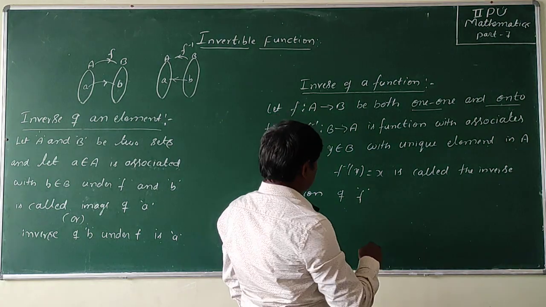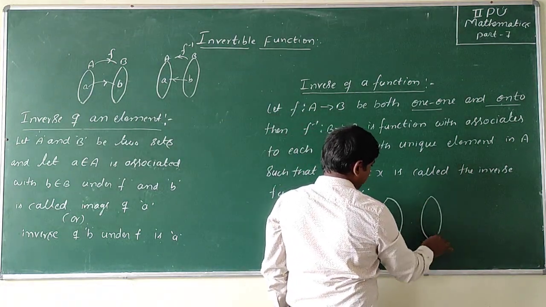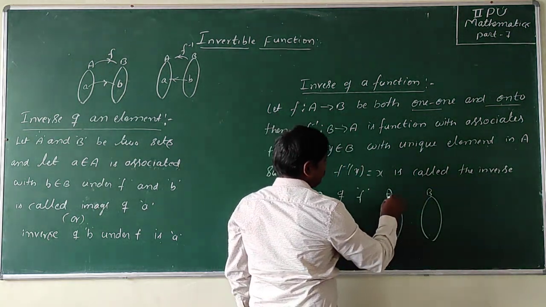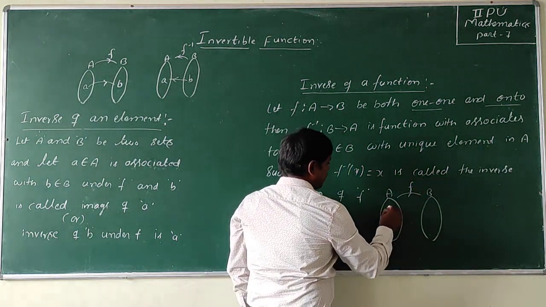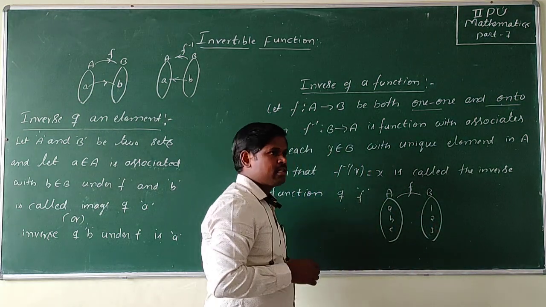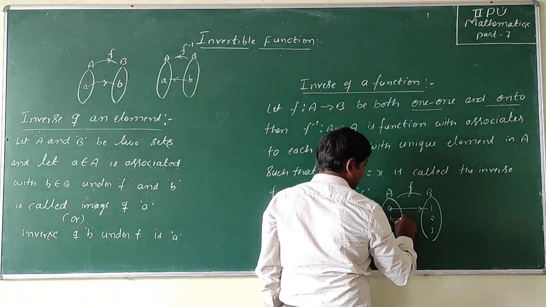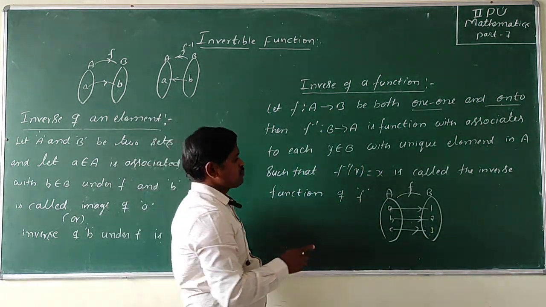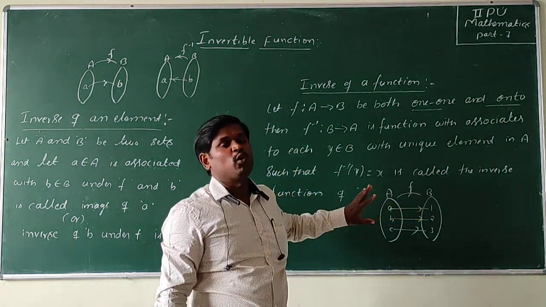So see here, I am taking an example. Suppose this is the set A and this is the set B, and this is the function f. Some elements I am taking: a, b, c in A and 1, 2, 3 in B. So a is related with 1, b is related with 2, c is related with 3. Observe that this function f is both one-one and onto.